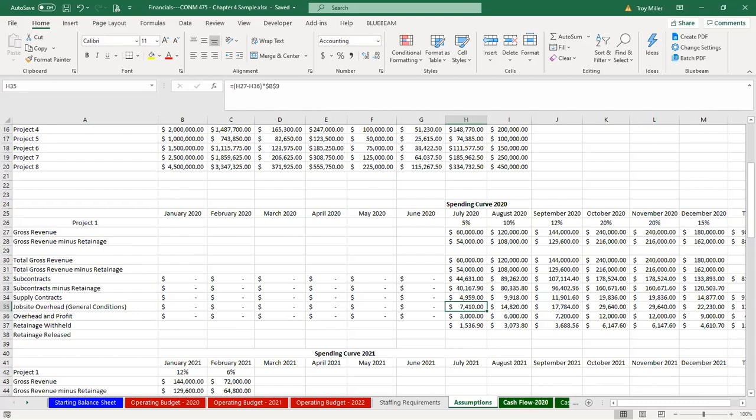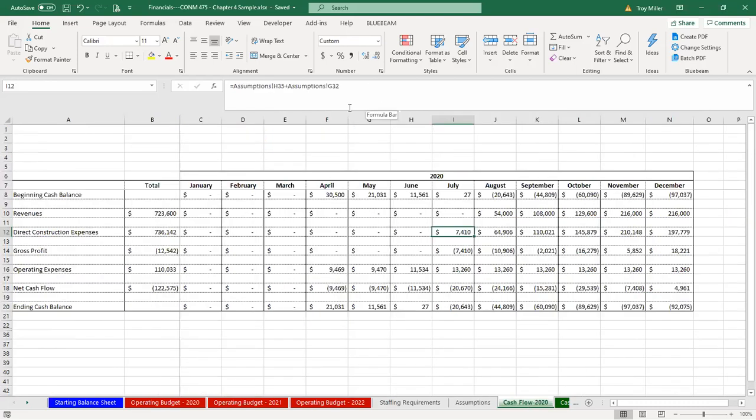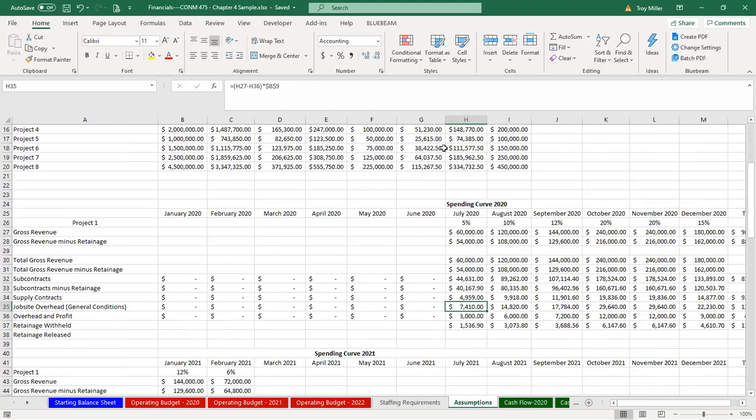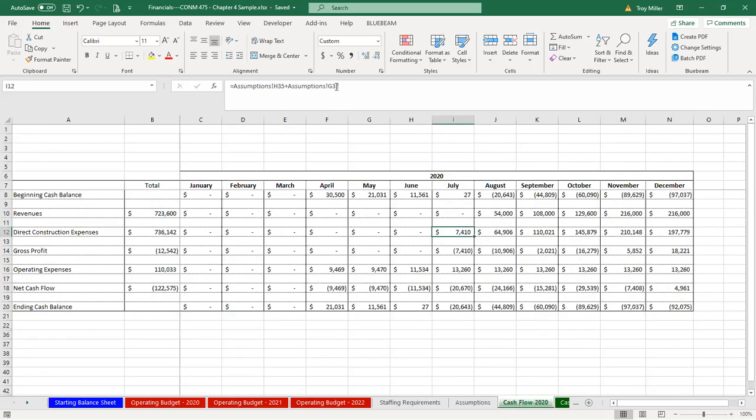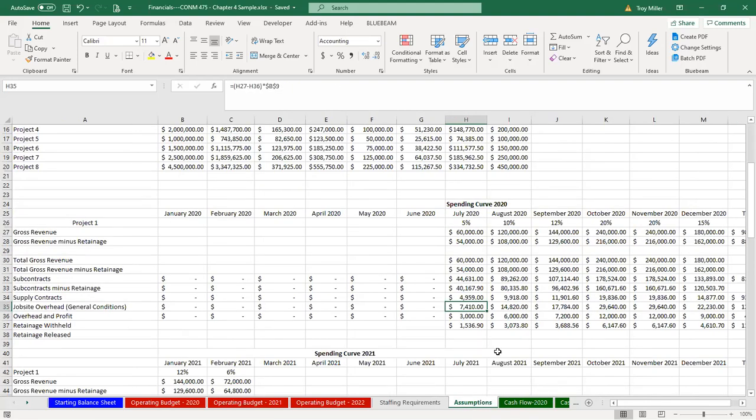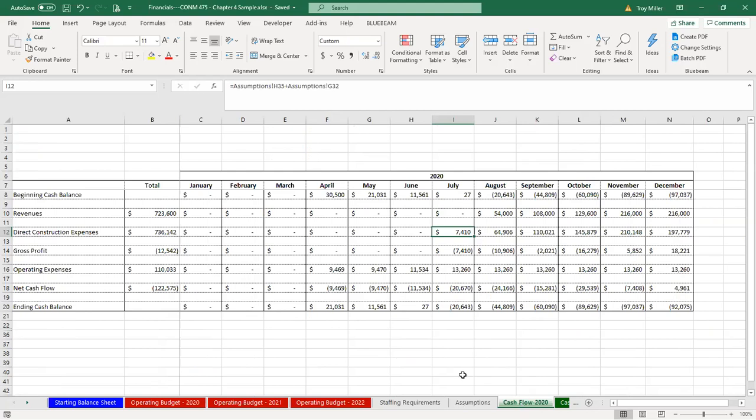So what I've actually missed right here, I've got assumption H35. Let me just take a quick look at that. Okay, that's where I'm at that point. And so it's G32. So what am I missing on G32? Okay, yeah, all right. So yeah, this actually is correct.